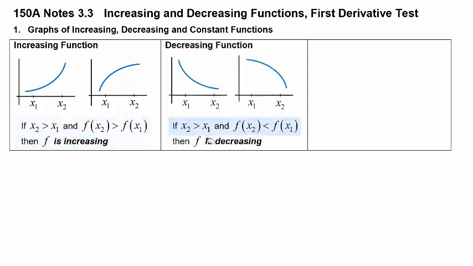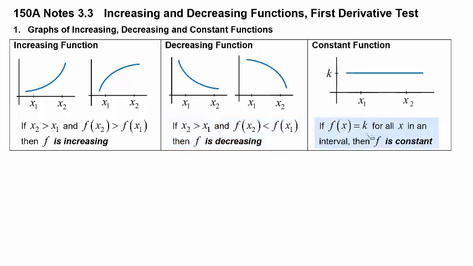Now, if x2 is greater than x1 and f of x2 is less than f of x1, meaning the y value at x2 is smaller than the y value at x1, then f is decreasing. So both of these graphs are of functions that are decreasing. As we go from left to right, the y value is getting smaller.